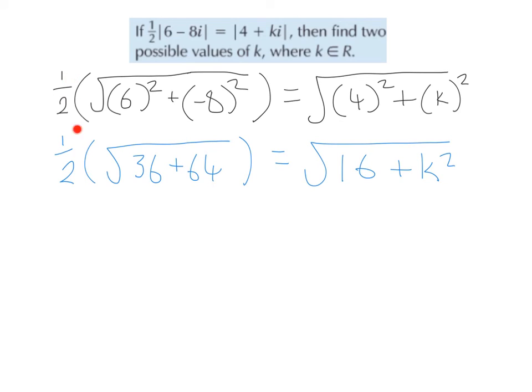So half stays as it is. 6 squared becomes 36, minus 8 squared becomes 64, positive 64, not minus 64, be careful with that. And we still have our square root. So it's a half multiplied by the square root of 36 plus 64. This is equal to 4 squared gives us 16, k squared gives us k squared, and we leave the square root in front. So now we have this in terms of k.